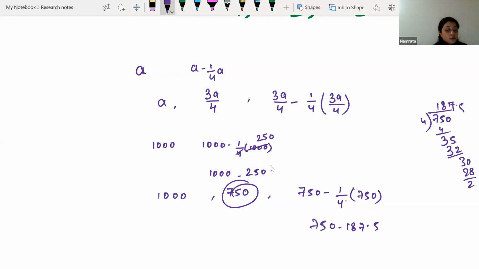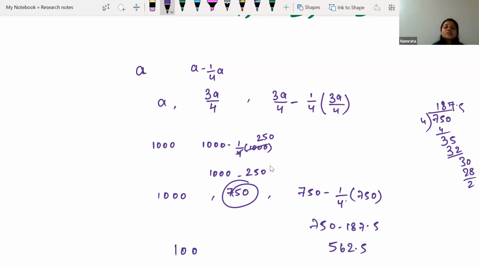You don't have to do this much calculation. Just for your understanding, I am showing you by taking a number. Otherwise, we were good with 3a by 4 and then 3a by 4 into this one. That time also we needed to do a few calculations. I am just making it more clear with numbers. So 750 minus 187.5 gives us 562.5.